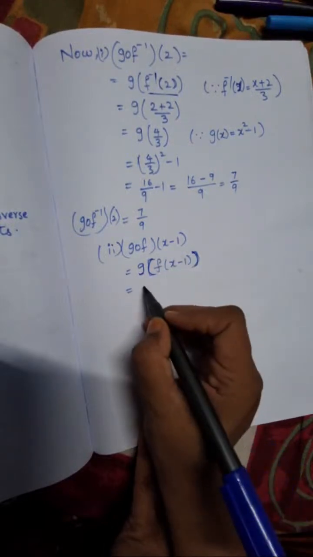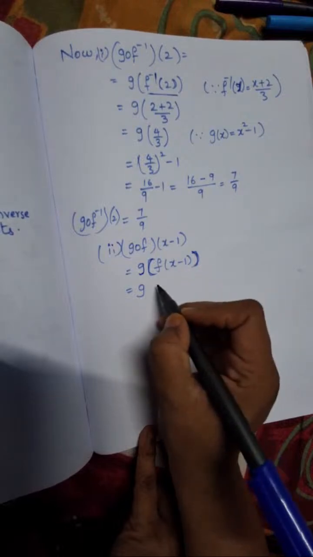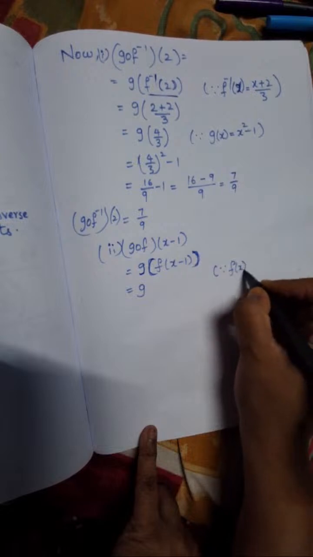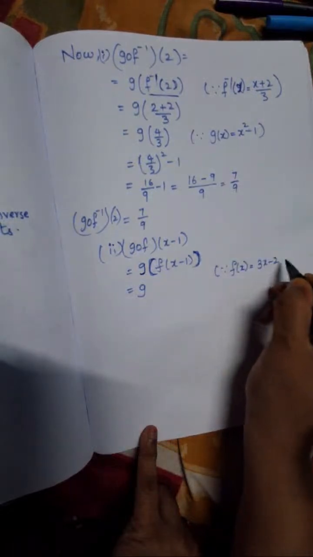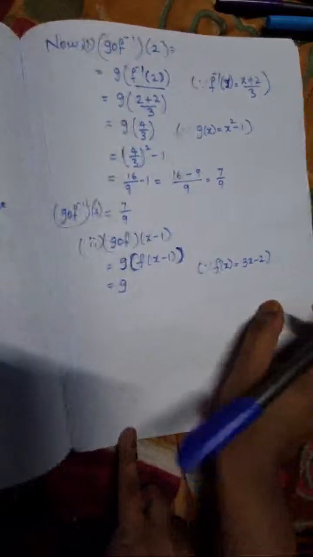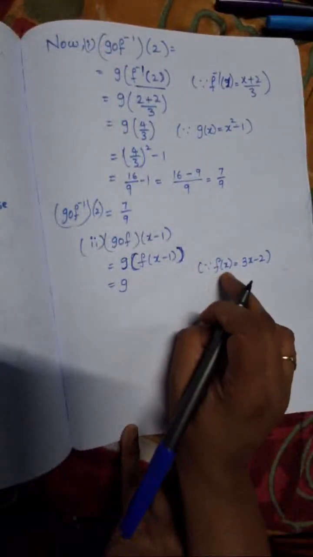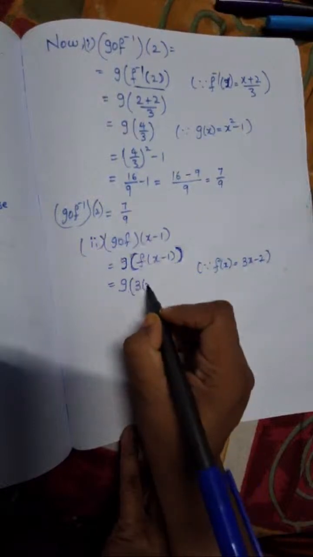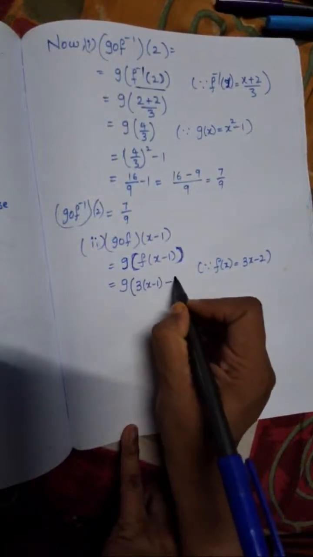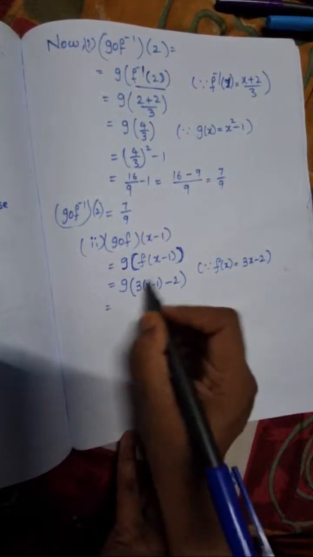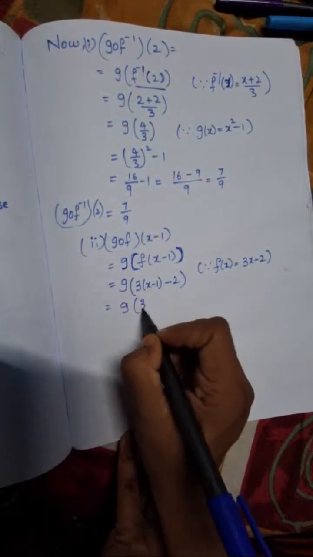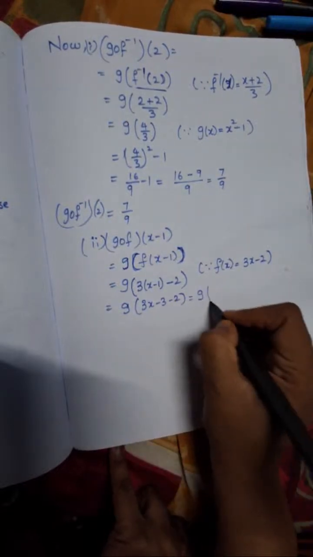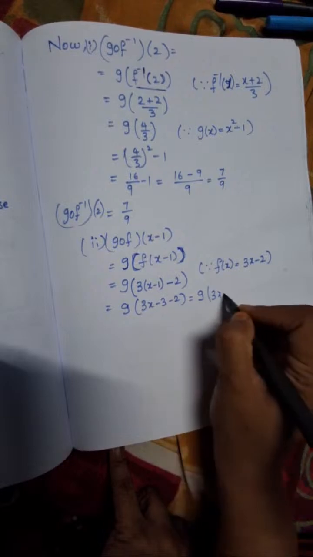Inner bracket we have to solve: f of x minus 1. Since we have f of x equal to 3x minus 2 given, in place of x we have to write x minus 1. So we have 3 of x minus 1 minus 2. First simplify this: 3x minus 3 minus 2. This is g of 3x minus 5.